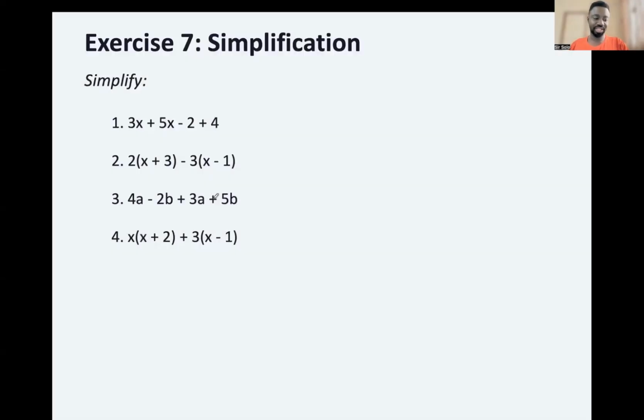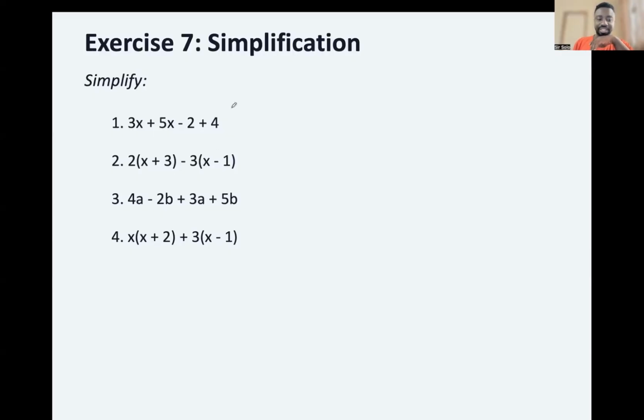To do the simplification, we are just going to group like terms in a very simple way. 3x plus 5x is 8x, right? Then minus 2 plus 4 gives plus 2. Okay, sure.